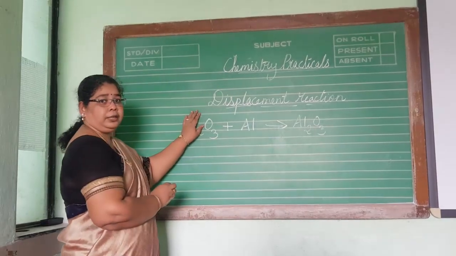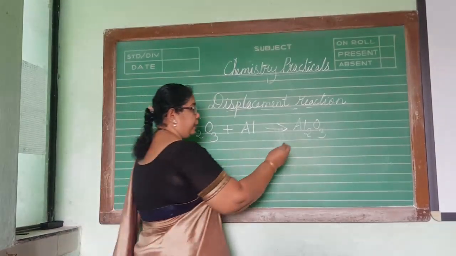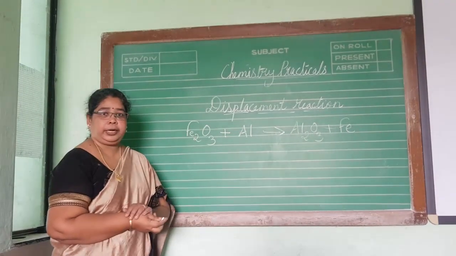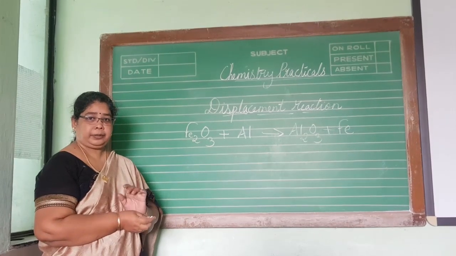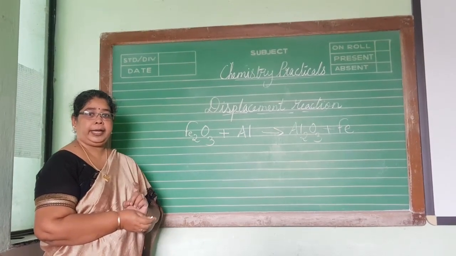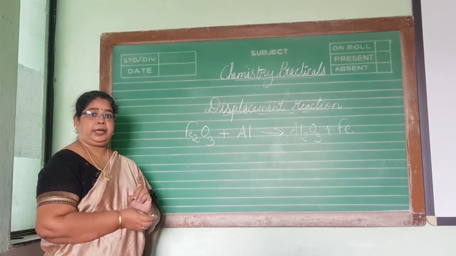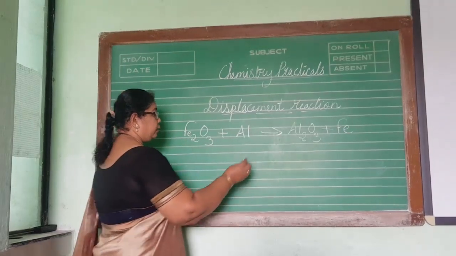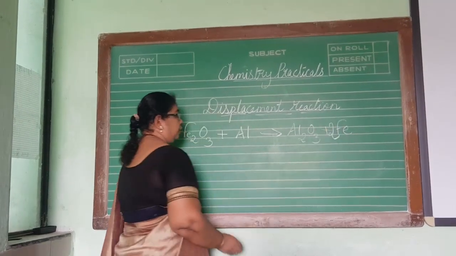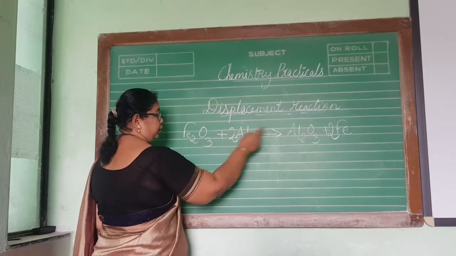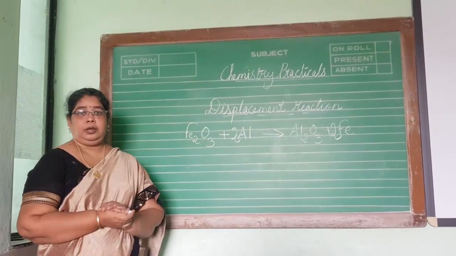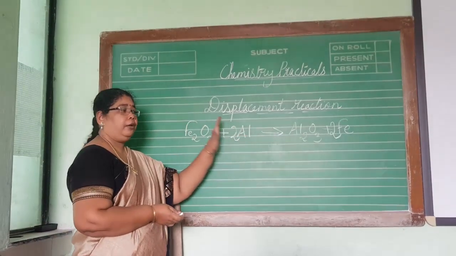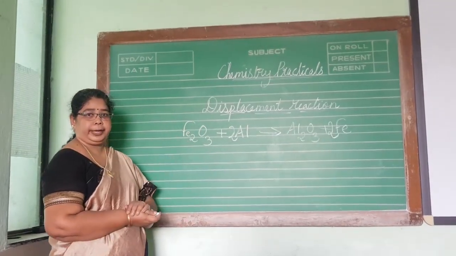So what is displaced? The less reactive metal, that is iron. Iron will be displaced. Such types of reactions are called displacement reactions. That means a metal of high reactivity will displace a metal of low reactivity. Now balancing: 2 iron, 2 aluminium, 3 oxygen, balanced equation. Have you all understood what is meant by displacement reaction? A metal of high reactivity will displace a metal of low reactivity.